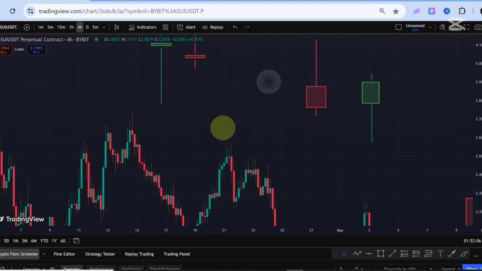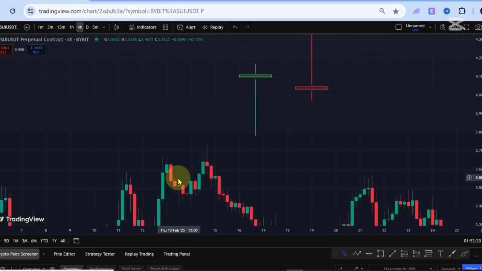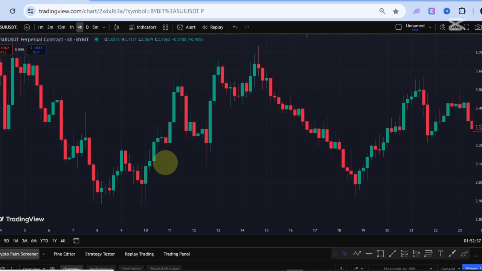Now let's look at the chart and see if we could spot this. Okay guys, as I can see, this pattern right here, this dragonfly candlestick, shows that price was coming down, but when this candlestick forms, price went up. Let me see if there's another one.